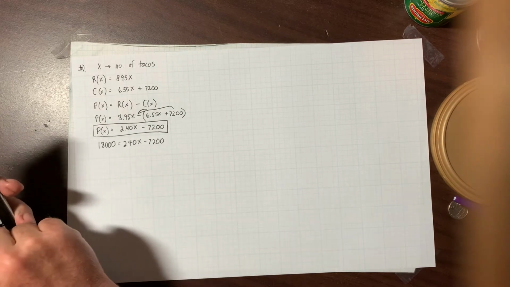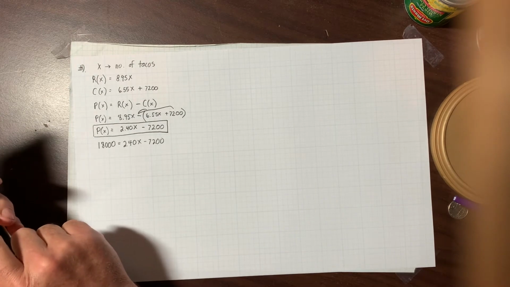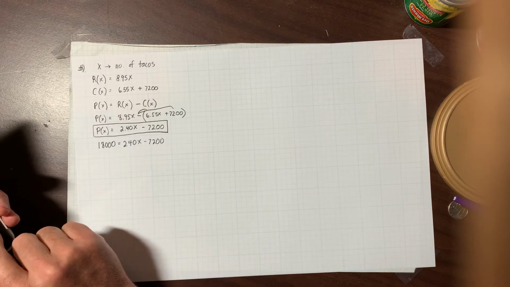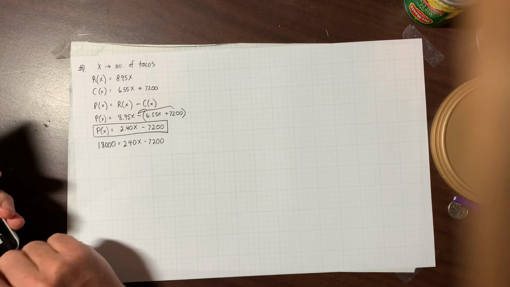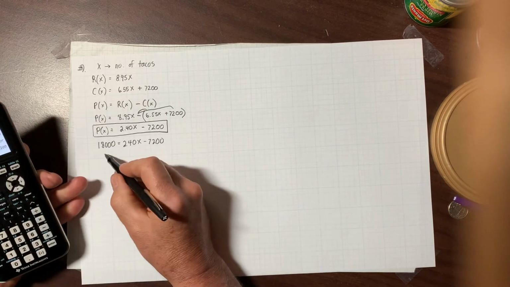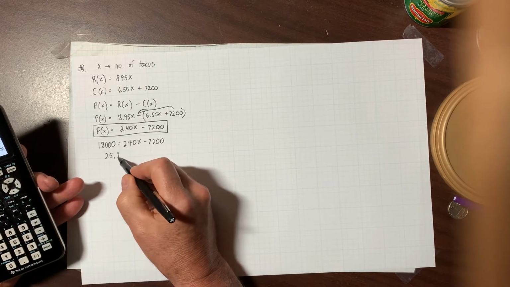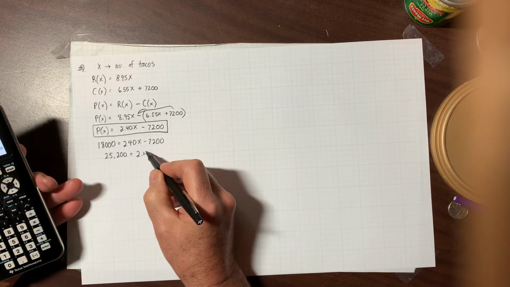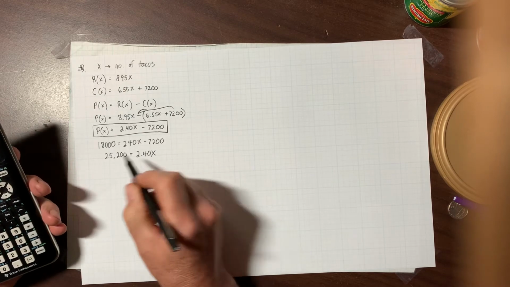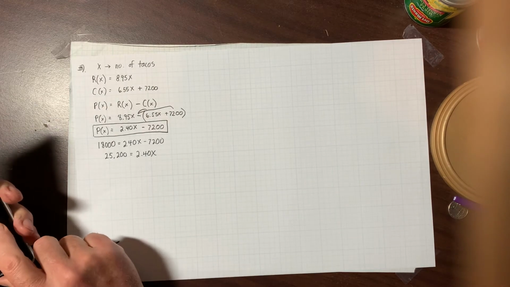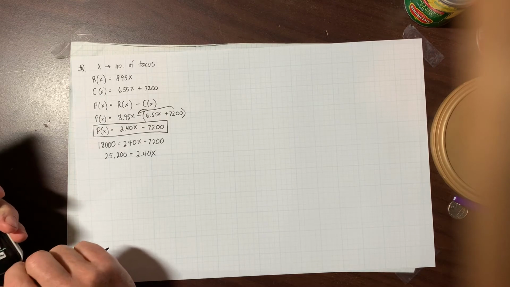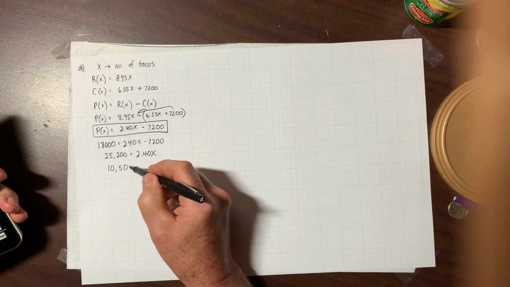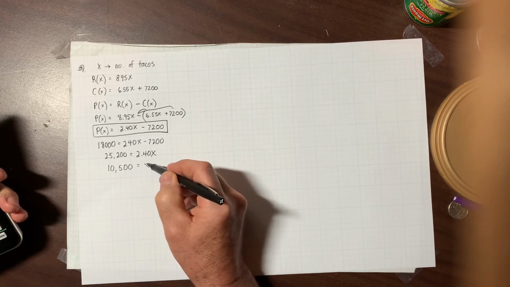So let's see, 18,000 plus 7,200. Got 25,200 is equal to 2.40X. And when I divide by 2.4, I'm coming up with 10,500 for my value for X.